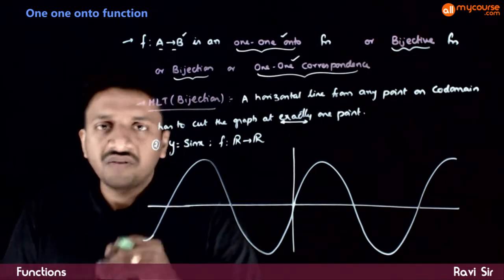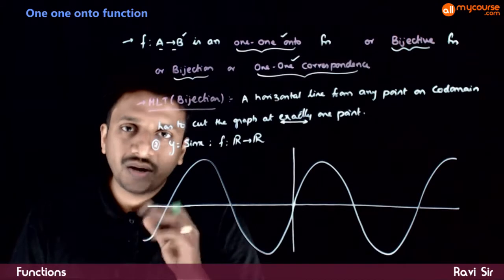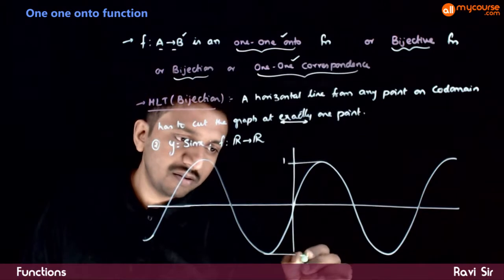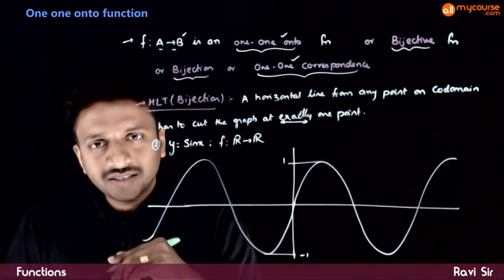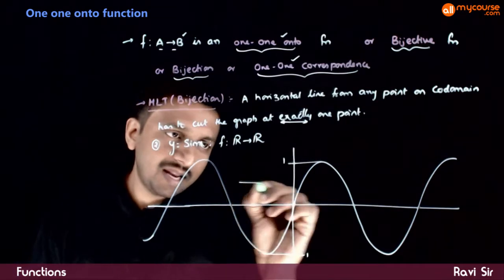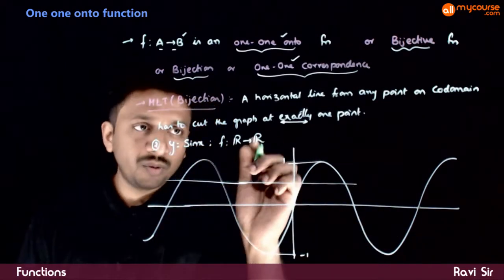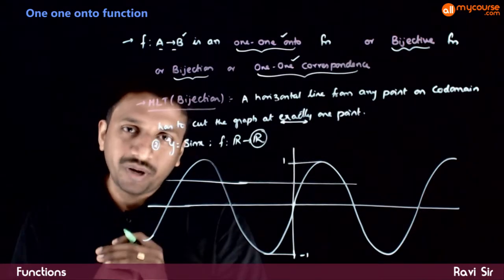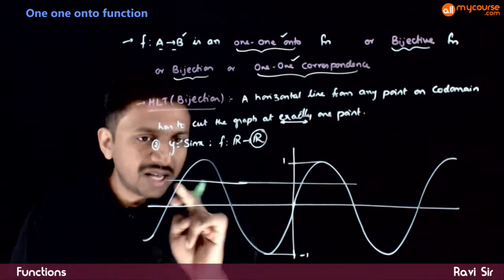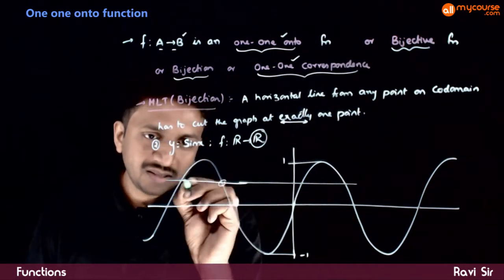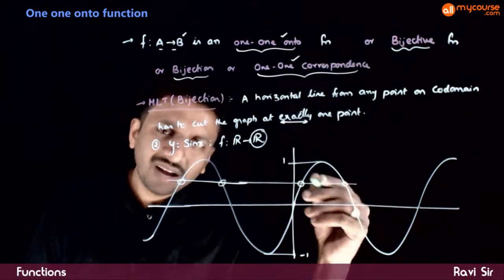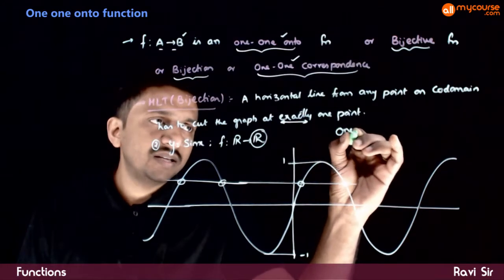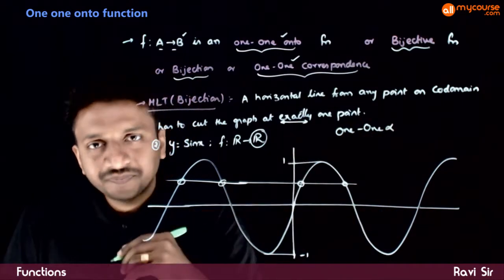Now, first, is it a 1-1 function? So let us do the horizontal line test for 1-1 function. What does it say? If you draw a horizontal line at any point on its codomain, it has to cut the graph at most 1 point. It is not more than 1 point. So as you can see, if you draw a horizontal line, this horizontal line is cutting the graph at infinitely many points. So this y is equal to sin x is not a 1-1 function.